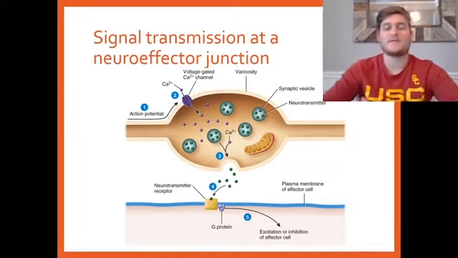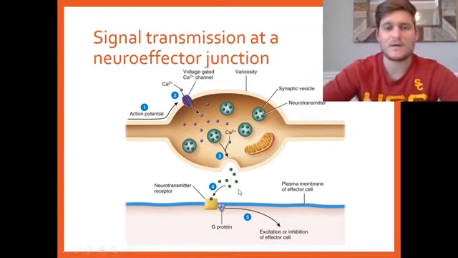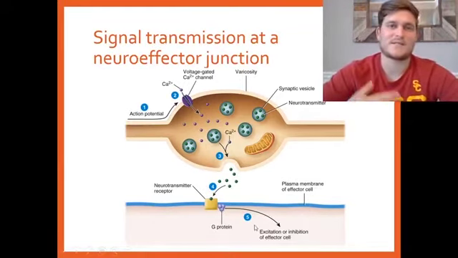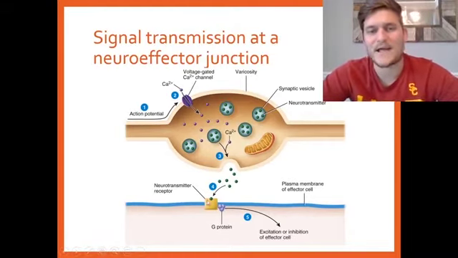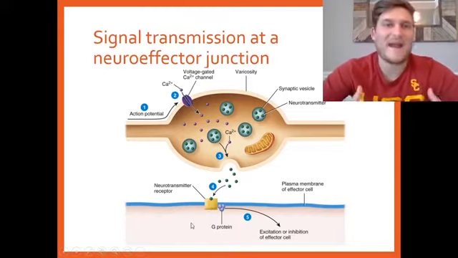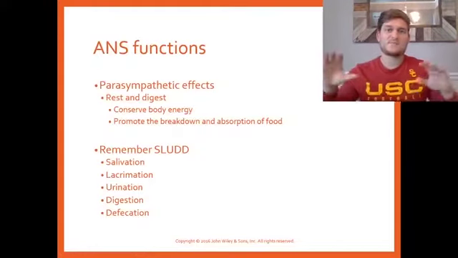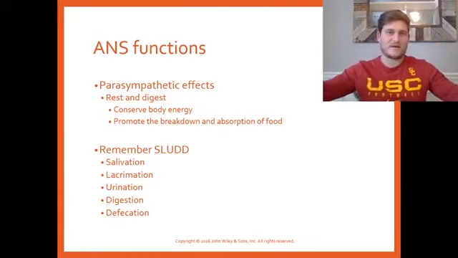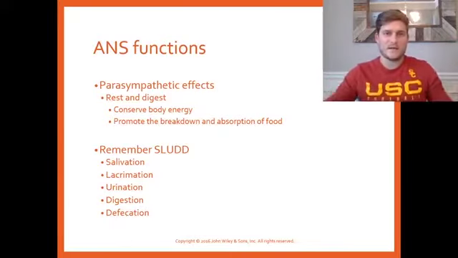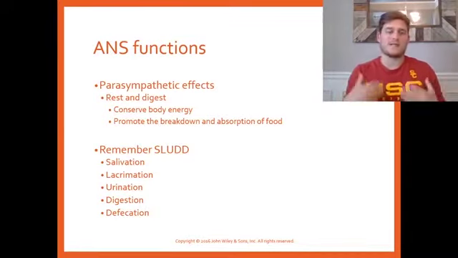So here we see at this neuroeffector junction, either norepinephrine is going to be released, and that's going to upregulate sympathetic nervous activity, or acetylcholine is going to be released, and that's going to increase parasympathetic activity. These branches of the nervous system are going to do different actions depending on what state we are in. And so the parasympathetic side is going to regulate and dominate during rest and digestion.